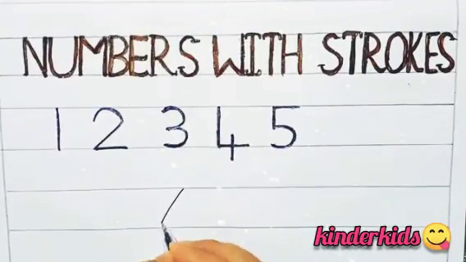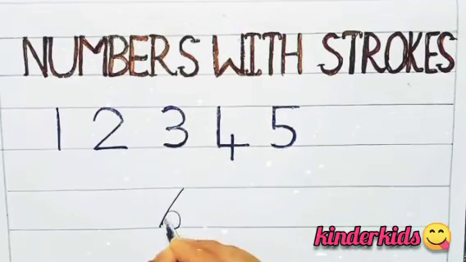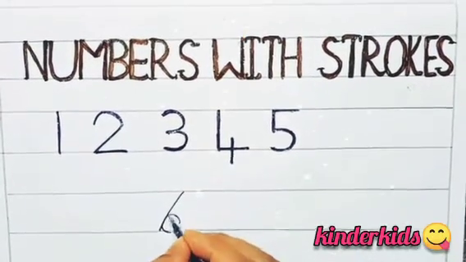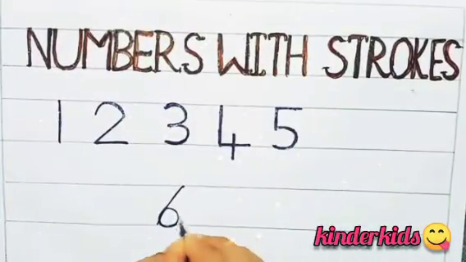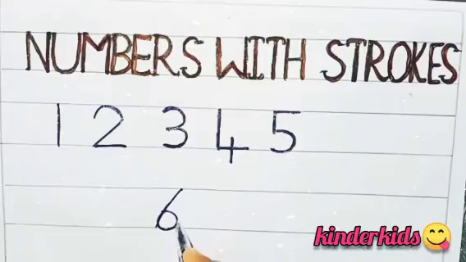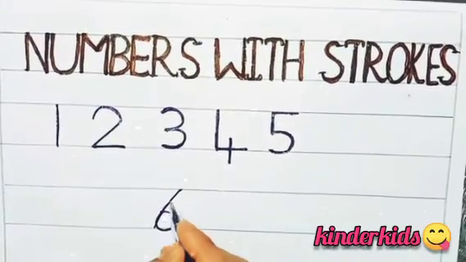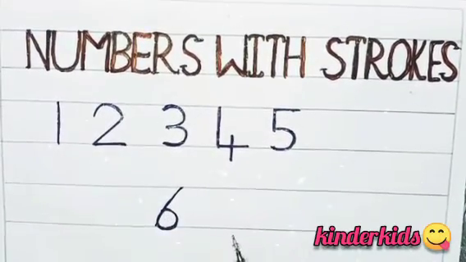Six. Right slant line, circle. Right slant line and circle makes six. Hope you are understanding how to write numbers. This is six. Right slant line, circle, six.